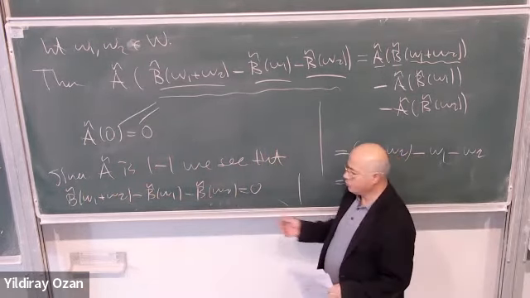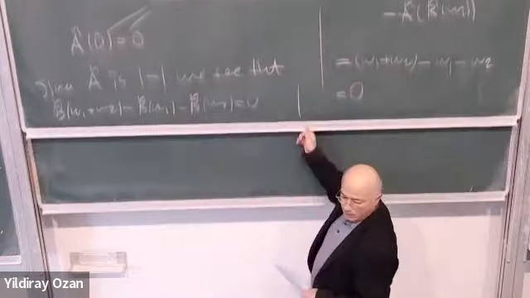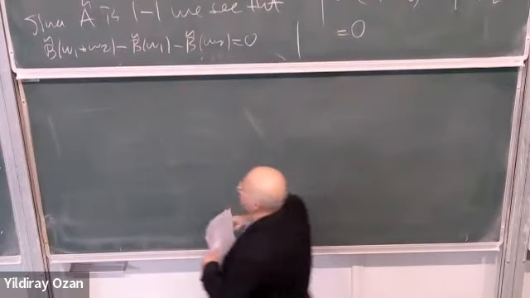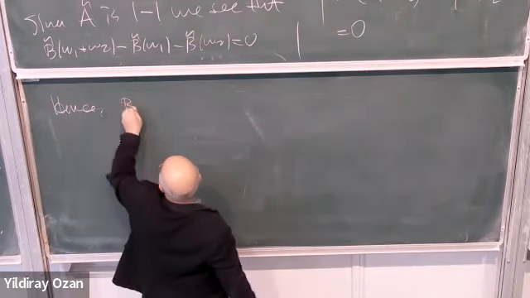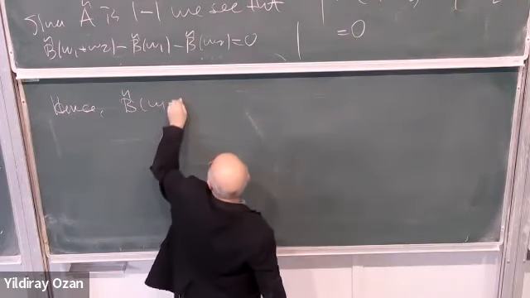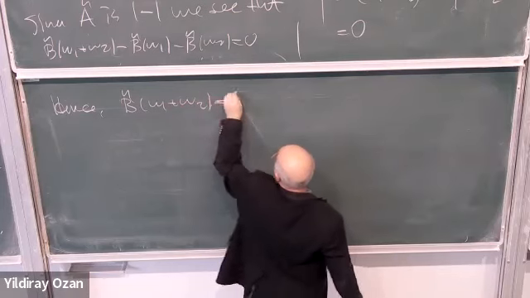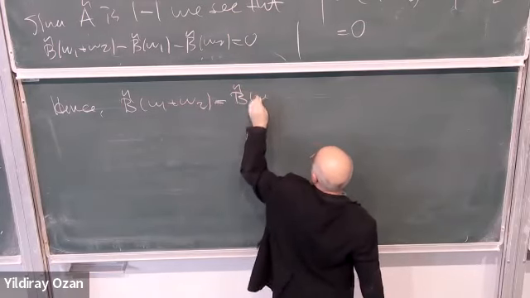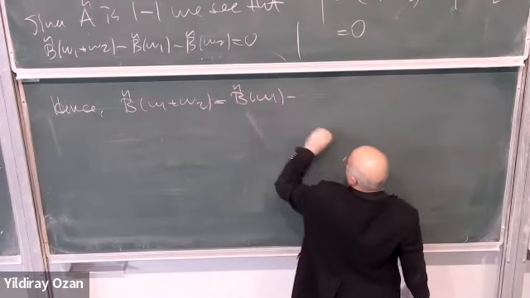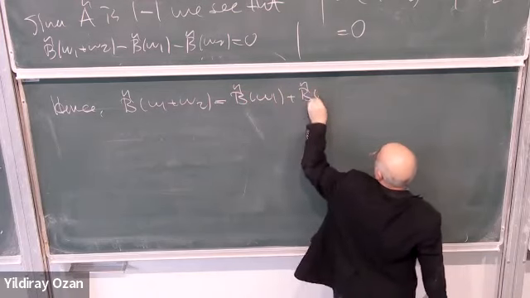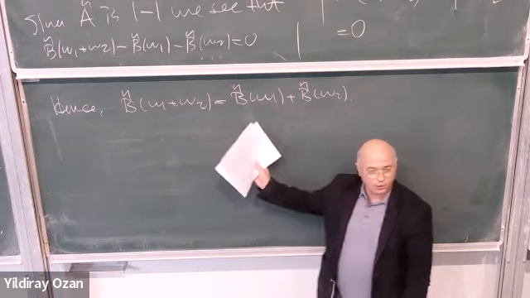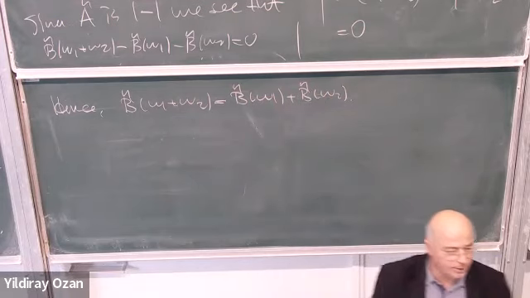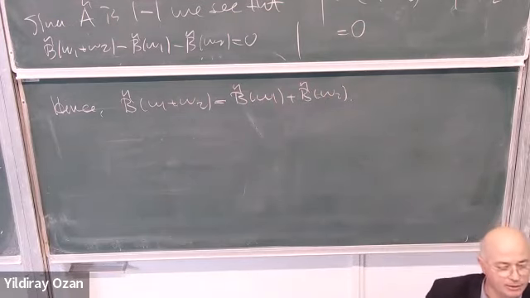But this is equal to 0, means what? Hence B hat of W1 plus W2 is equal to B hat of W1 plus B hat of W2. So that's the first condition for B to be a linear map.